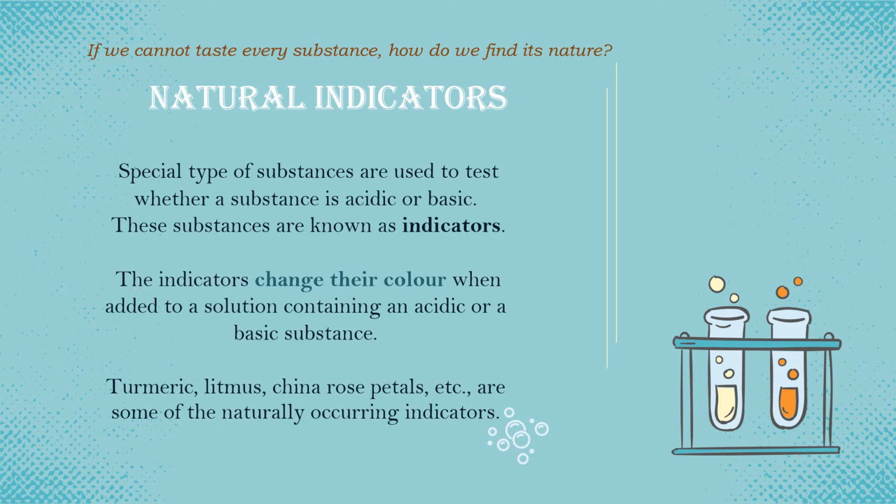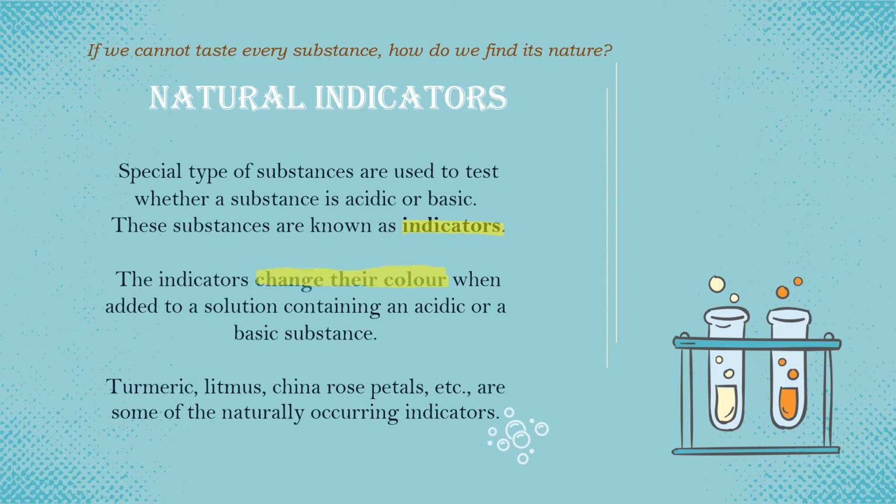Now we can't taste every substance to find out whether it's acidic or basic in nature, right? For substances that have weak acids and bases, we can still do it, but not for substances which have strong acids and bases. So what do we use then? We use indicators, right? An indicator helps tell us whether a substance is acidic or basic in nature. How? By changing its color. An indicator will change its color when you put it into an acidic solution or a basic solution.